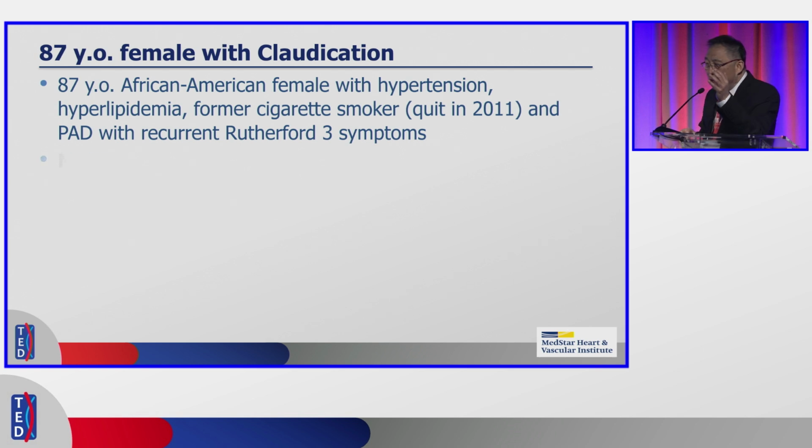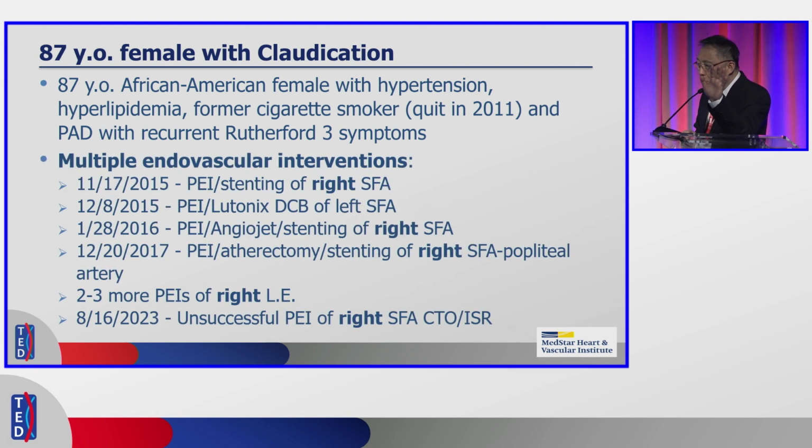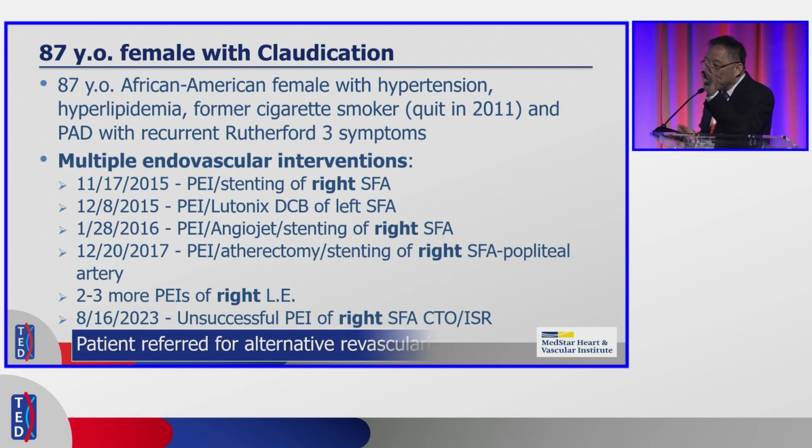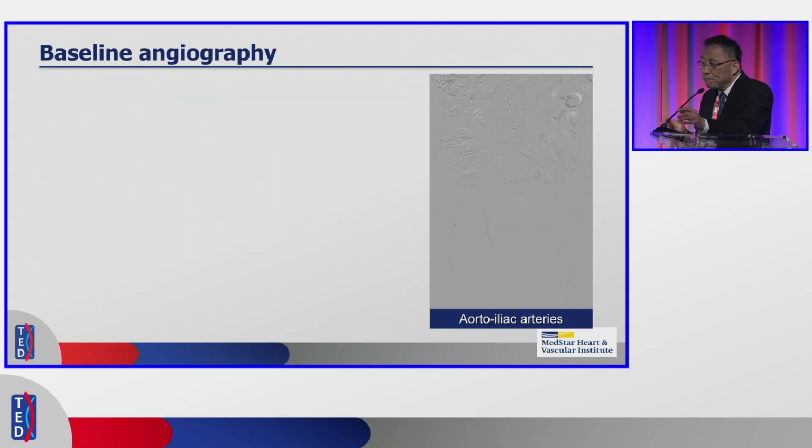So, a female, 87, with multiple interventions. We have to go through all of this. Multiple on the right leg, and the last one was in 2023, and they couldn't get it. She was symptomatic for about a year. Then they called me, so we could give it a try. So I referred her for PTAB, by the time the commercial PTAB came in.